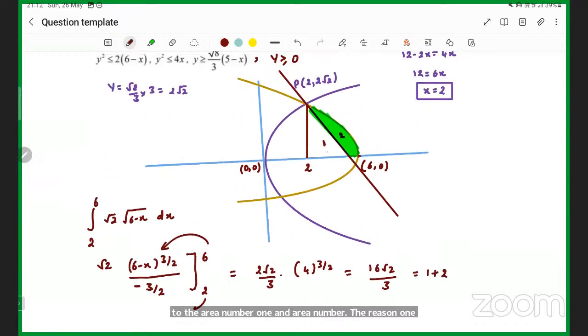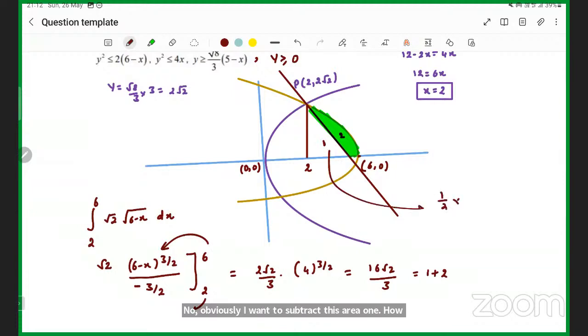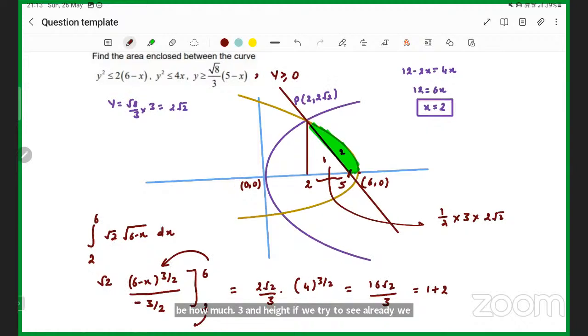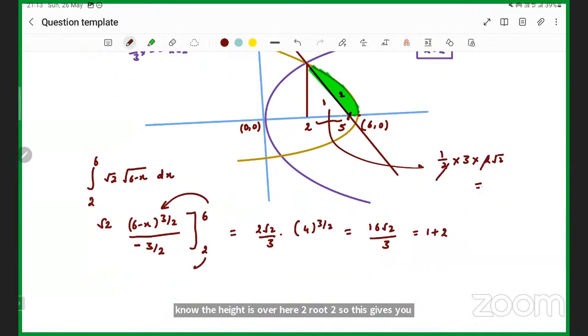Now, obviously, I want to subtract this area 1. How will we evaluate half into base into height? Now, this point we need to get, isn't it? So what is this point? Again, not a big trouble. We are looking for the x-intercept. You make y 0, and from there we'll get x equals 5. So the base length, if we see, is going to be how much? 3. And height, we already know, is over here, 2 root 2. So this gives us how much?